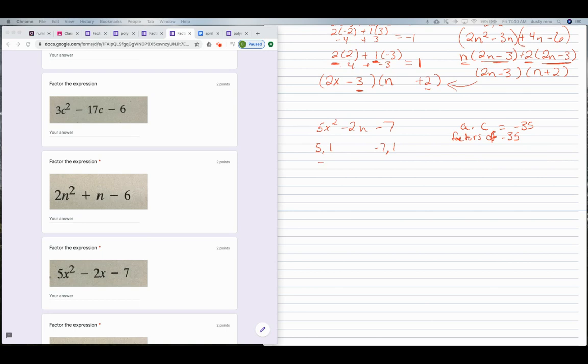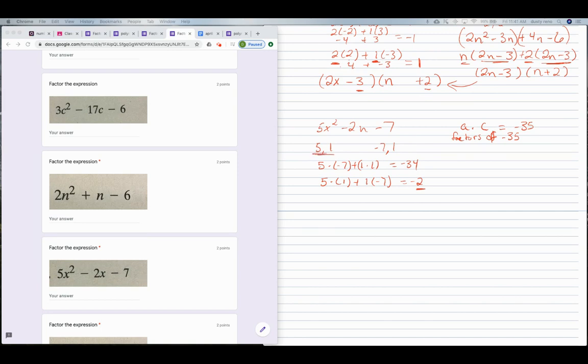So either it's going to be 5 times negative 7 and 1 times 1. Add those together and we should get negative 2. Here you'll see that's a negative 35 plus 1, which gives us a negative 34. So we can't do it that way, but we could do 5 times 1 plus 1 times negative 7. And here we get 5 plus a negative 7, which equals a negative 2. And so there we've got our b value from the combinations of multiplying the two factors together.